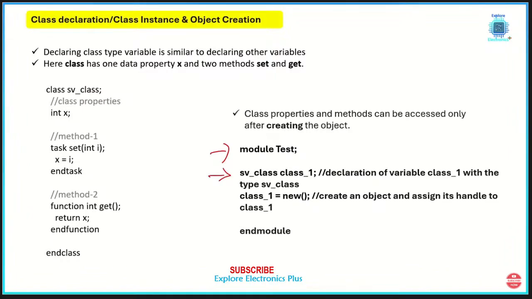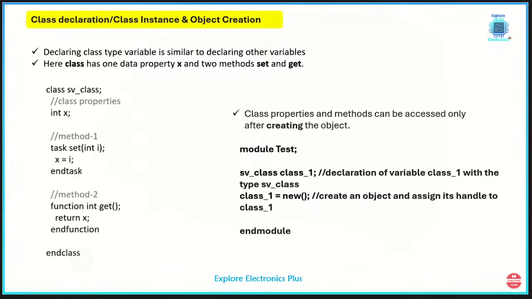In module test, you can see we have an instance of class SV class. We are giving an instance name, which we call a handle, class 1. Now SV class will be referred to as class 1 throughout the module. And you can see class 1 is equal to new. This is called object creation. We are creating class 1 of SV class with a new function. Now the object will be created and internal memory will be allocated for this. So this is class creation and we will have an object of that.